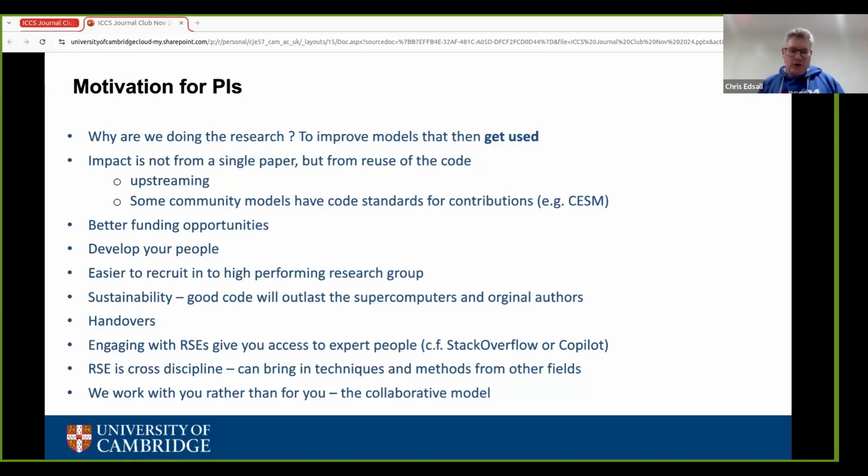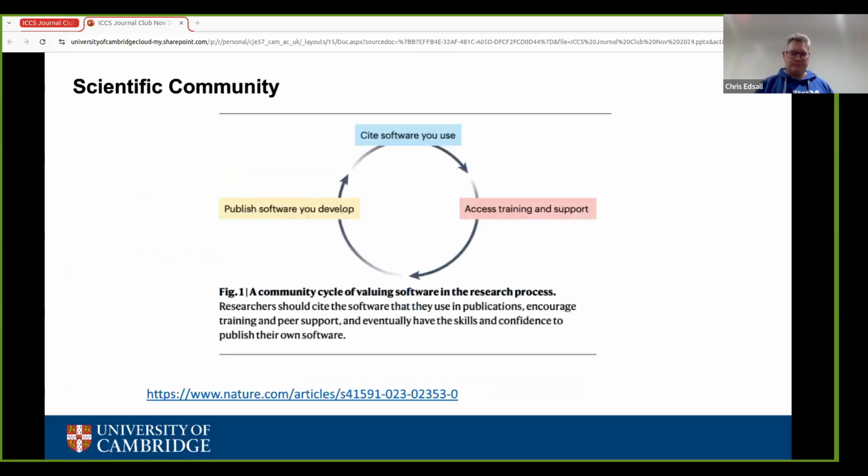And so the model we prefer to work with is the collaborative model. That is, that we work with you rather than working for you.